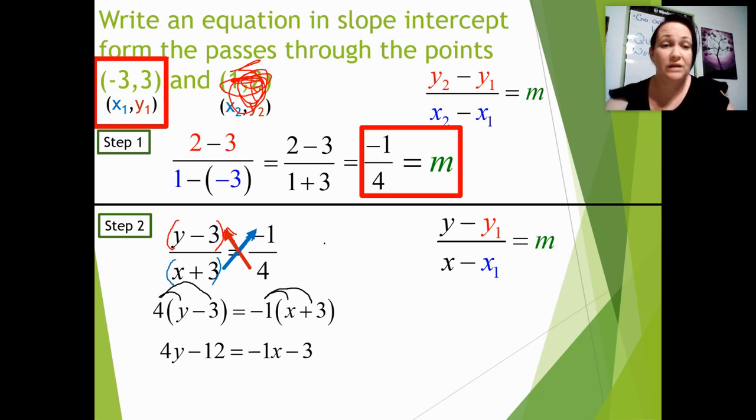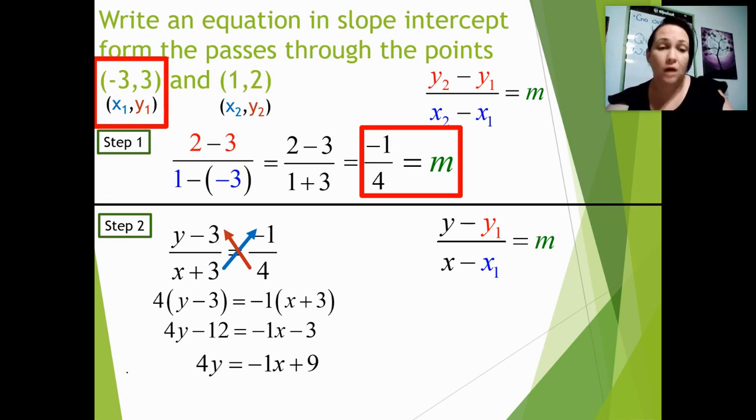My next step is to take the number that's being added or subtracted with the letter y, so this -12, and I'm going to move it to the other side, moving it away from the y and closer to the x. So since it's a -12, I'm going to +12. And I'm going to line it up with its like term over here. So I'm going to add the 12 with the -3. And -3 plus 12 is 9.